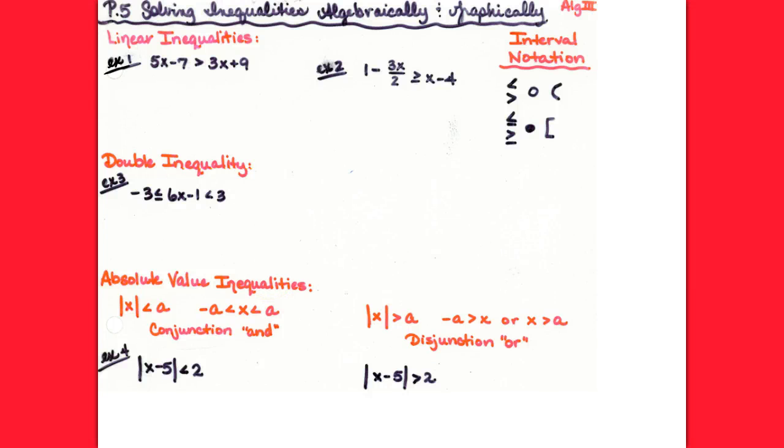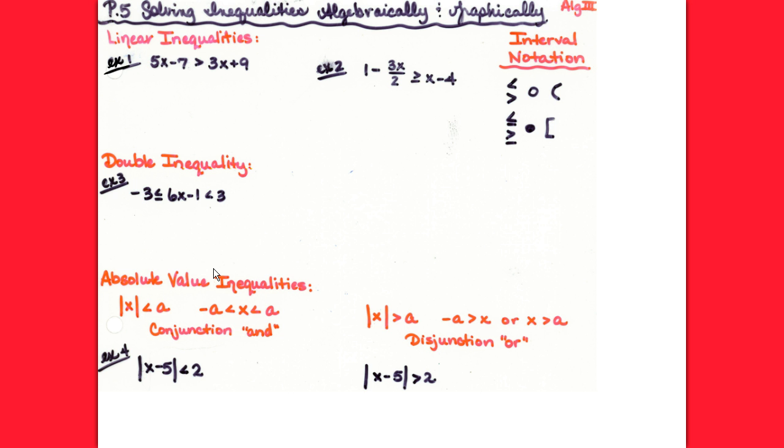Right, so on page 54, section P5, we're looking at solving inequalities algebraically and graphically. When you solve an inequality, you're going to solve it exactly like you would an equality, with the exception of one thing. What is the one thing that you have to do differently when you're solving an inequality than when you're solving an equality? One key thing I have to do differently. Yes, if you multiply or divide by a negative, you must reverse your inequality sign. So that's the key difference.